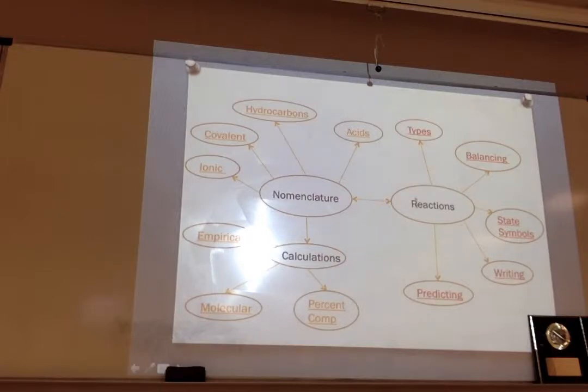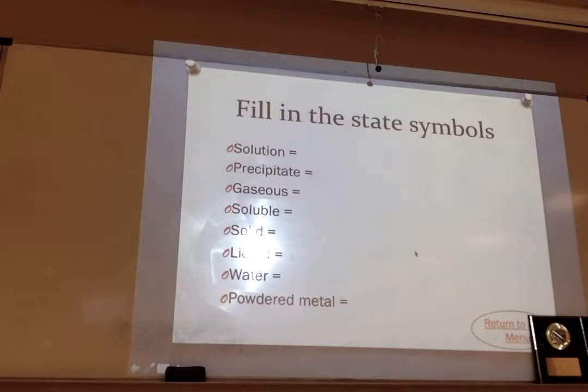What else? State symbols, you bet. Fill in the state symbols. Give me some letters. Solution? AQ. AQ, aqueous, good. Precipitate. S for solid. There's no P for precipitate. Precipitate is formation of a solid. Good. Gaseous? G. Soluble. What does that mean if you're soluble? You dissolve in water, so you would be aqueous. Good. AQ. Solid? S. Liquid? L. Water? L. Powdered metal. S. Solid as well. Good.